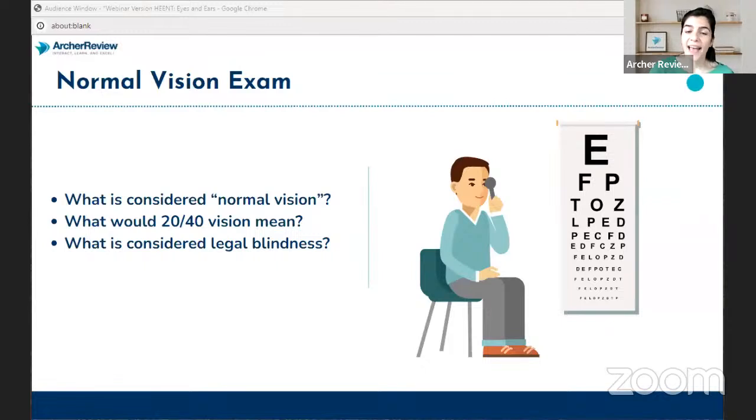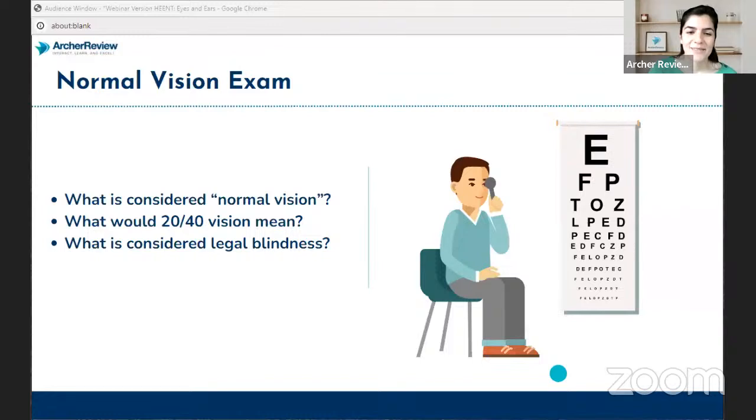That's right. So that is worse vision, right? Because that means that a patient standing at 20 feet away sees what a person with normal vision sees at 40 feet away. So as that number gets bigger and bigger, it means their vision is worse, right? So what's considered legal blindness?